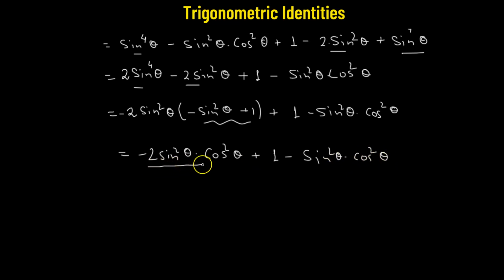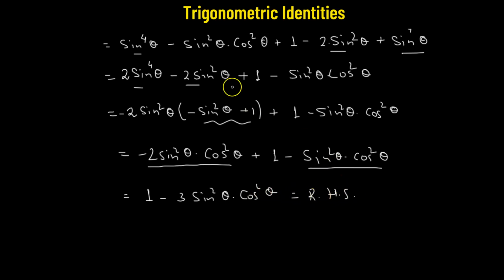So negative 2 times sine squared theta cosine squared theta gets added to the third term, and this is going to give us 1 minus 3 times sine squared theta multiplied by cosine squared theta, which is the expression on the right hand side. Hence we have successfully shown that the left hand side of the given equation is equal to the right hand side, and we have successfully proved it. Hence proved.